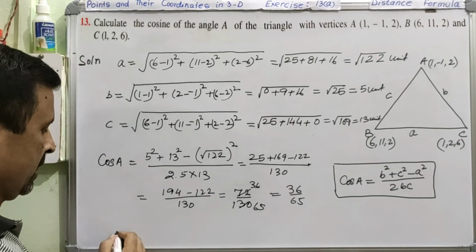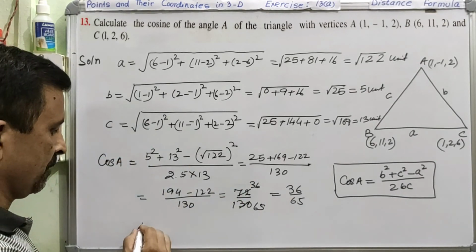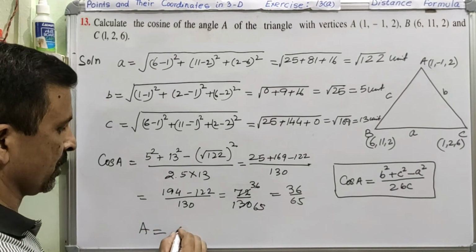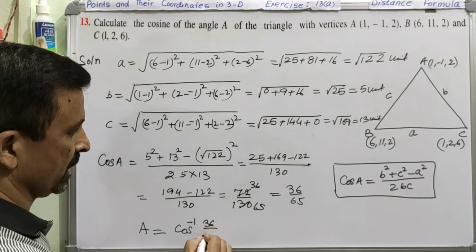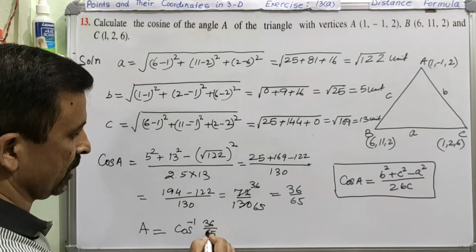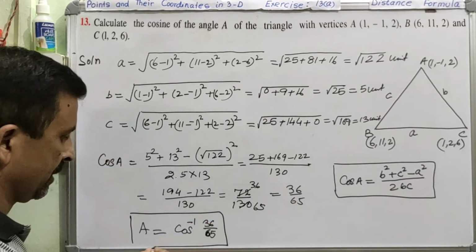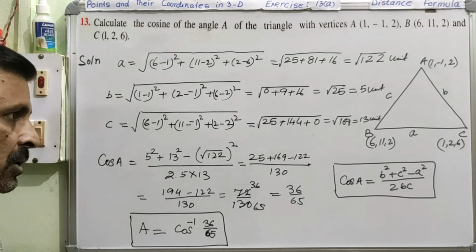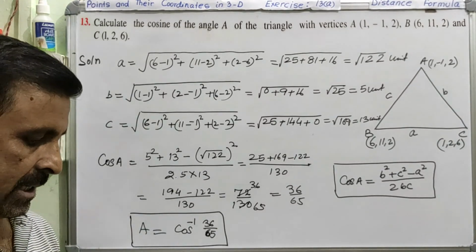So now the final answer. To find the angle, you have to send this cos to the other side. So A will be equal to cos inverse of 36 over 65, and this becomes your angle A. So this is your final answer. Is this very clear? So once again, you can pause the video and copy this question and understand it well.